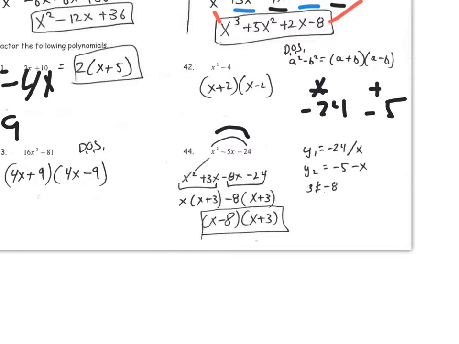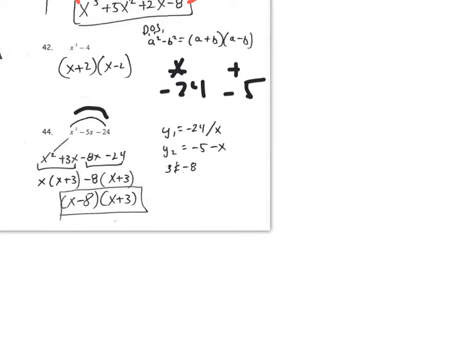Okay? Alright. Well, in your calculator, go ahead and put this in. Put in y1 equals a negative 24 divided by x. That's this number. And in y2, put a negative 5 minus x. Hit pause, put that into the calculator and graph. And the graph you're going to see is this.